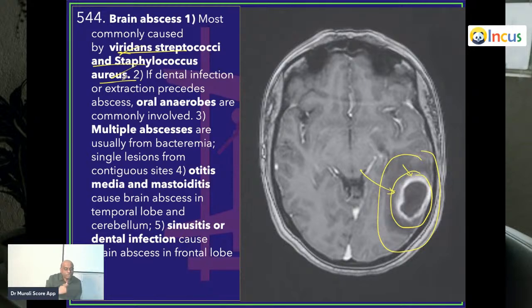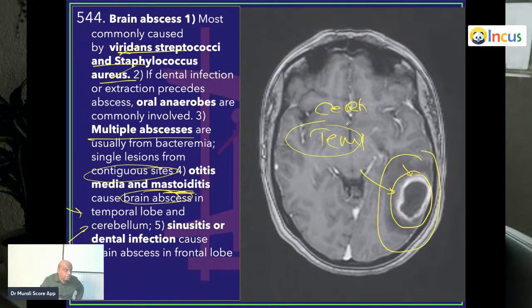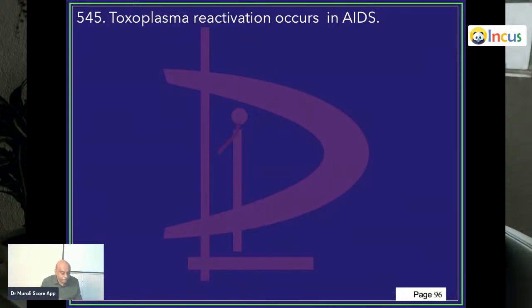If it is a dental infection or an extraction, then oral anaerobes can lead to brain abscess. And there will usually be multiple abscesses whenever it is from bacteremia, and ultimately they will coalesce with one another and become one. Then otitis media and mastoiditis can also lead to brain abscess, where typically the temporal lobe and cerebellum are involved. Cerebellum and temporal lobe are the two locations where otitis media and mastoiditis will gravitate. Easy to remember, no? Your temple is here, ear is here. Otitis media and mastoiditis go to the temporal lobe and cerebellum. Sinusitis and dental infection typically lead to a brain abscess in the frontal lobe, is what you need to remember.